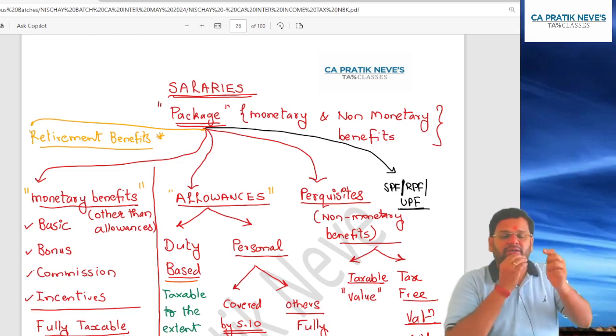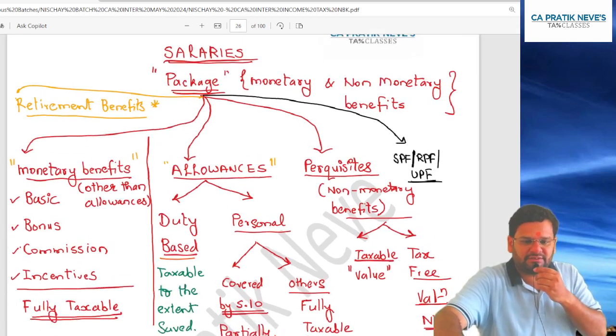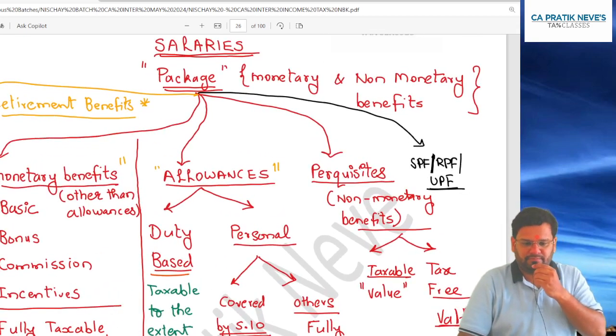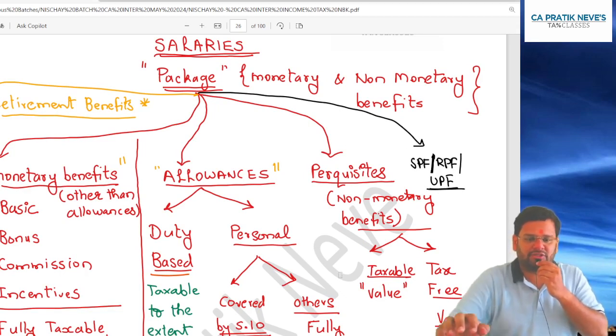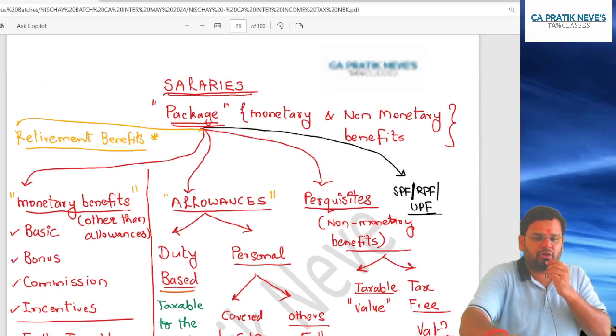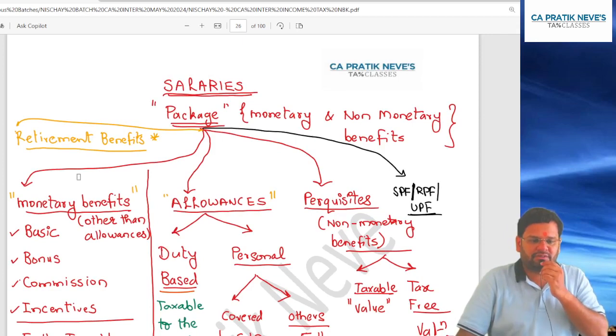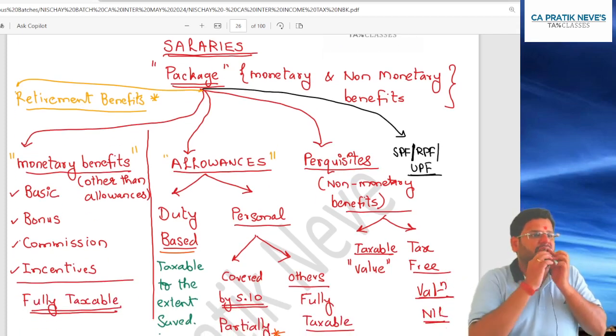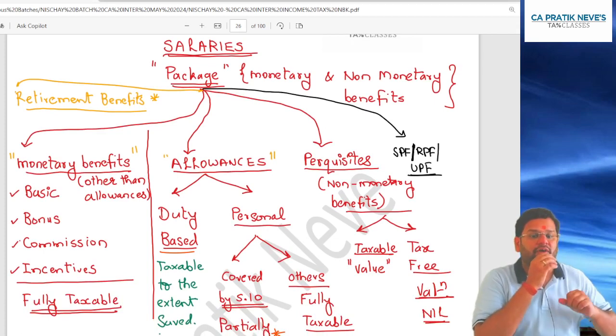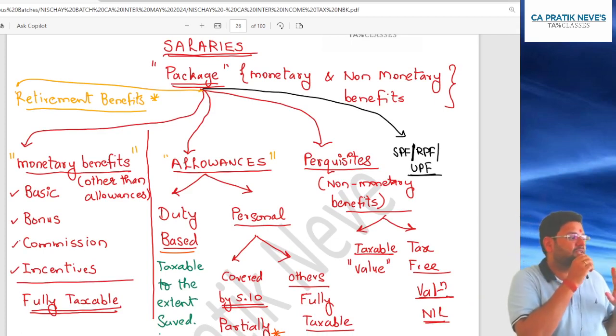In your provisions and concepts book, write down salaries. Give the heading package. Your package can have what all things? First, A. Monetary benefits. B. Allowances. C. Perquisites. D. SPF, RPF, UPF. E. Retirement benefits. Salaries means your package can have 5 elements. Please make 5 branches in a notebook.